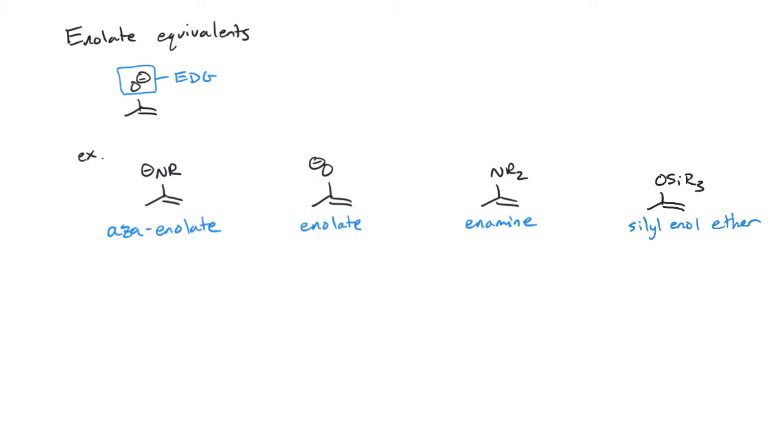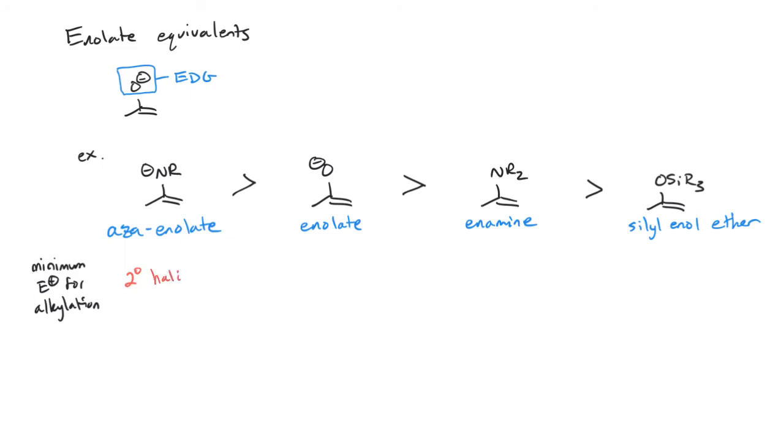Again, in terms of their nucleophilicity, I've written them in this order for a good reason. It tends to be the case that aza enolates are the best nucleophiles, better than enolates, better than enamines, better than silyl enol ethers. Depending on your situation, you'll use or prefer a different enolate equivalent. A good way to think about how nucleophilic these are is to think about what's the worst electrophile each of these nucleophiles could react with. We're going to think about that in the context of these alkylation reactions.